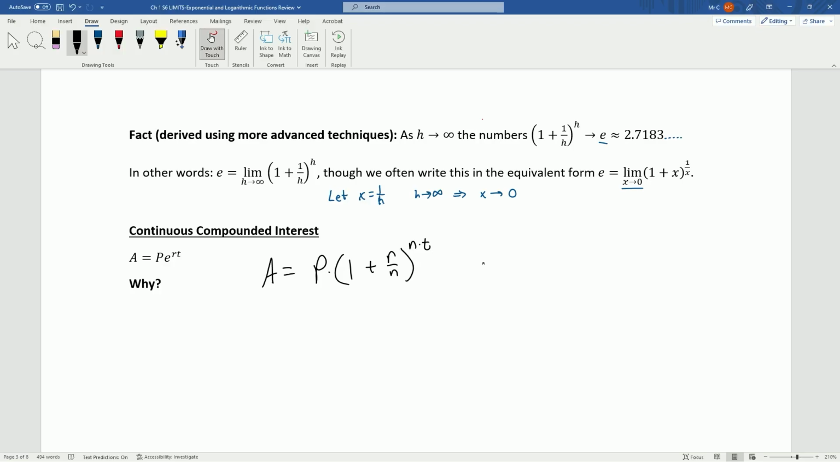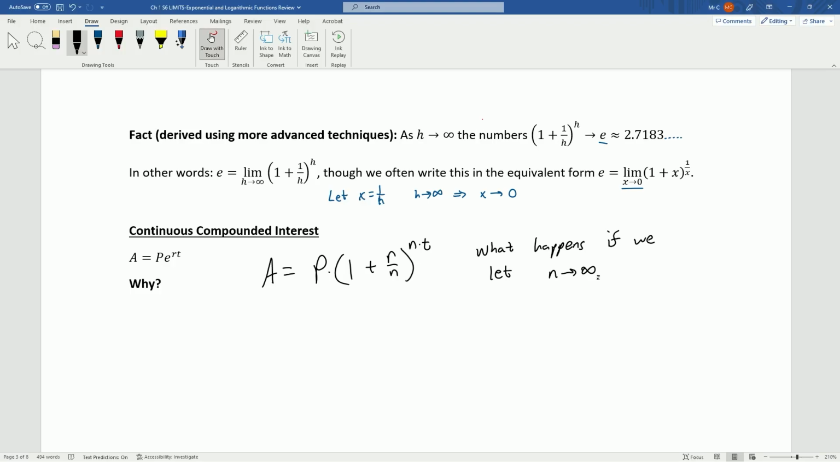and we let n approach infinity. So I think what should be kind of obvious is that the more often you collect interest, the faster your principal or your total amount grows.